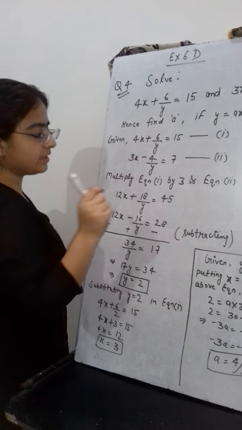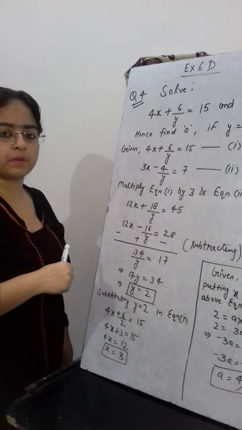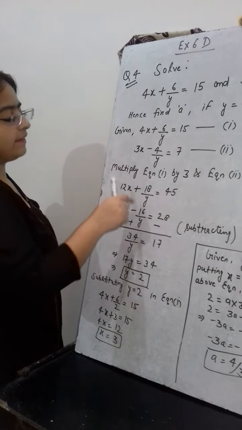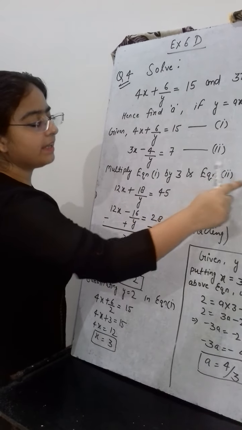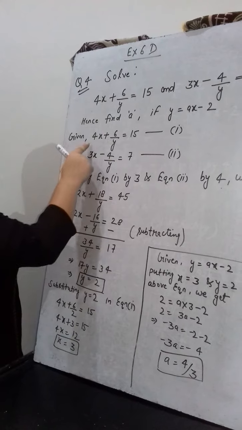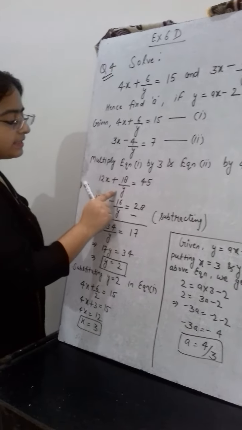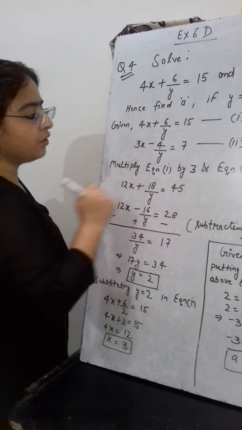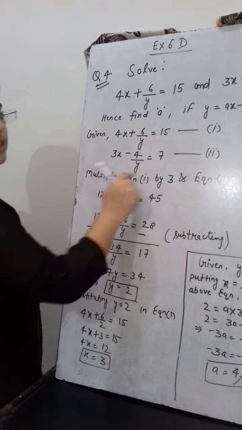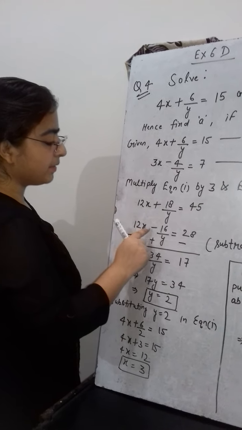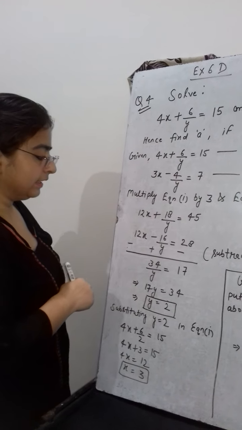It is equation number first. 3x - 4/y = 7. It is equation number second. Now we will multiply equation first by 3 and equation number second by 4. So on multiplying the first equation by 3, we get 12x + 18/y = 45, and on multiplying by 4 in the second equation we get 12x - 16/y = 28.